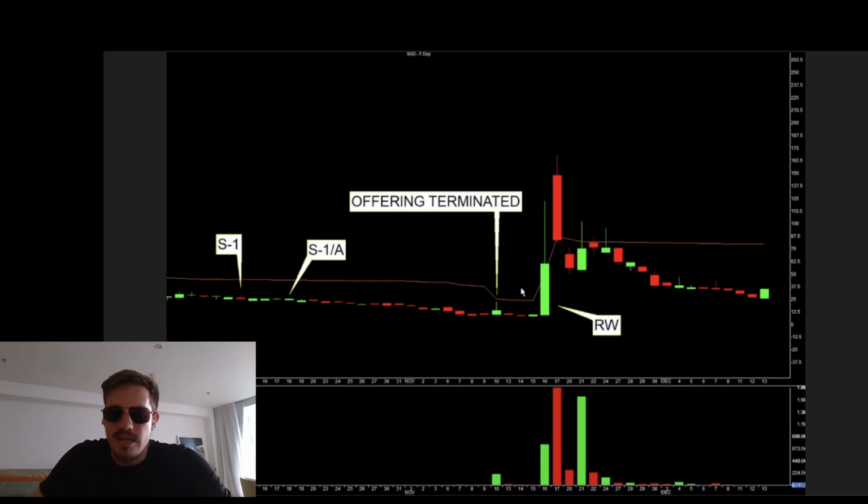3 days later, 4 days later, here comes the RW. Easily predictable, okay? Big spike. If I wasn't a retard back then, maybe could have done well. But these are the type of things that people usually don't see. And like I said, I don't know everything about filings. There's probably so much more in there that's to be discovered. But here's a really cool example of that.